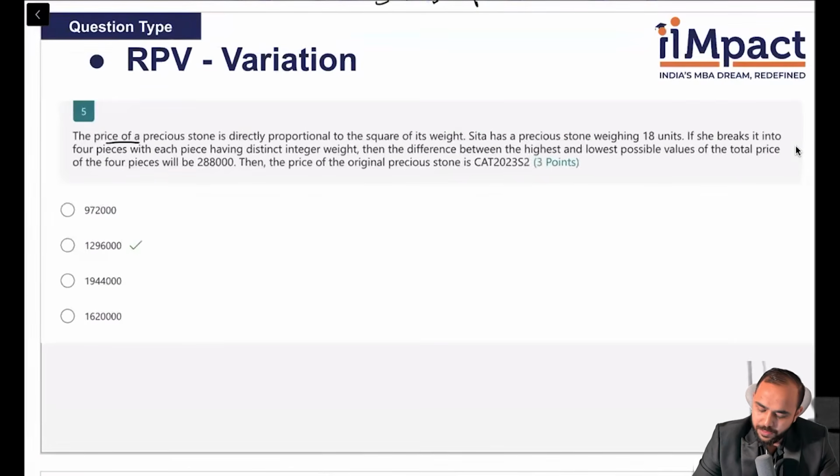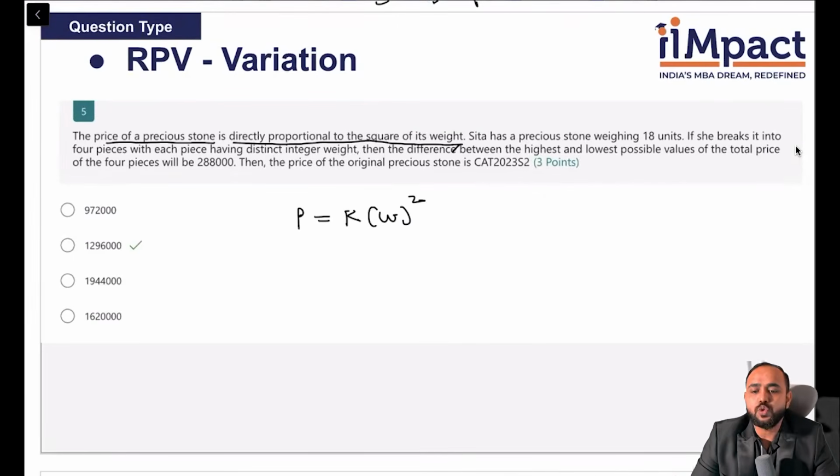Final thing, the variation issue. The price of a precious stone is directly proportional to the square of its weight. So the price is going to be k times weight square. Now tell me, should I put a constant here or not? Will a precious stone have some price if the weight is 0? If the stone does not exist, would there be any price? No, right? So I don't need to add a constant here. Secondly, this is not a decrement situation.